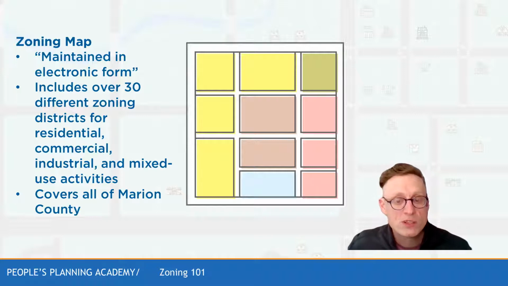Historically, there was a physical, official zoning map that you could go and see. And some cities may still use a paper map. However, in Indianapolis, we currently keep an electronic copy of the map that you can find online at indy.gov.